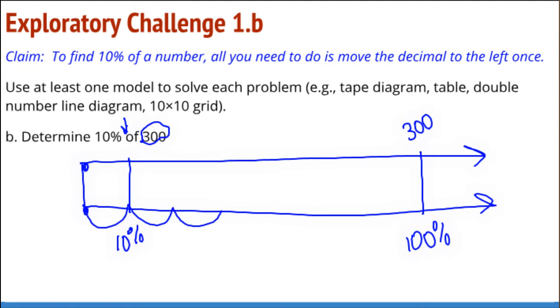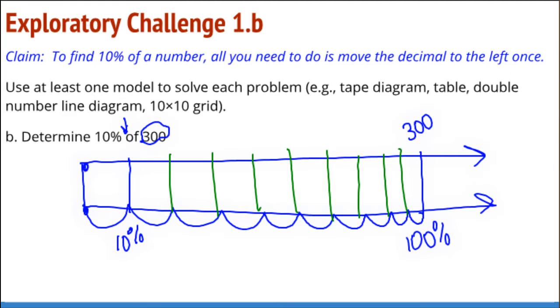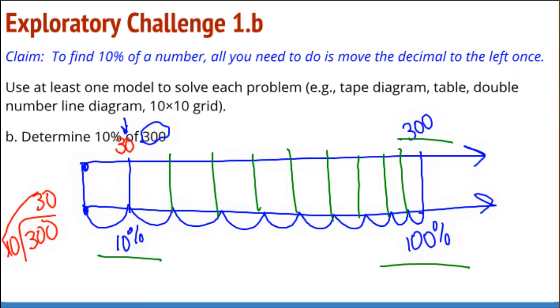10, 20, 30, 40, 50, 60, 70, 80, 90, and 100. And of course, I always get the size of my sections wrong, but it's important that I just understand that they're equal even if they don't look equal. So I have taken 100% and I have divided it into 10 pieces. And that means the 300 has been divided into 10, which means that I'm going to count by 30s, because 300 divided by 10 is 30. 30 times 10 equals 300.